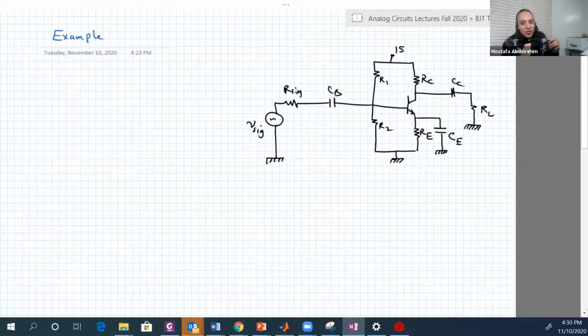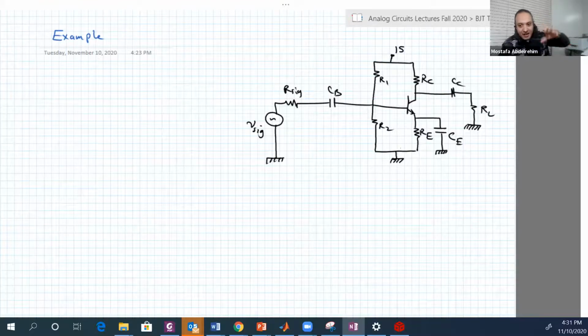We're going to use only RE in the DC. Because remember, the capacitor in AC will be shorted. So this will short out RE because it's in parallel with it. So the combination will be zero. So it's not there in the AC, as we will see later.